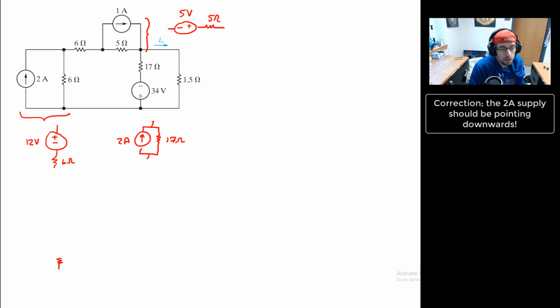So I have now a 12 volt supply, minus plus, with the 6 ohm resistor. Then we have our 6 ohm resistor. That hasn't changed. That goes in series with our 5 ohm resistor and a 5-volt supply.